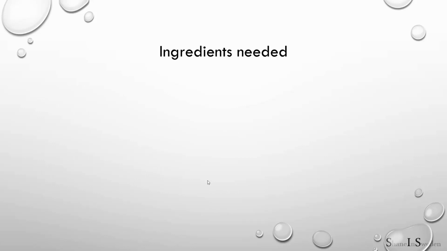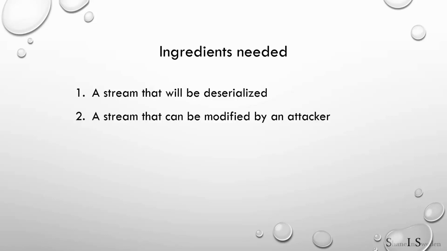So for an attacker to be able to use insecure deserialization, there need to be some things in place. This recipe requires certain ingredients. Obviously, we need to have a stream that will be deserialized. The attacker can't do a deserialization attack if there's nothing being deserialized. It's also important that the attacker can modify the content of the stream. Alternatively, that the attacker can actually create the stream that's being deserialized. The important point is the attacker can influence the content.